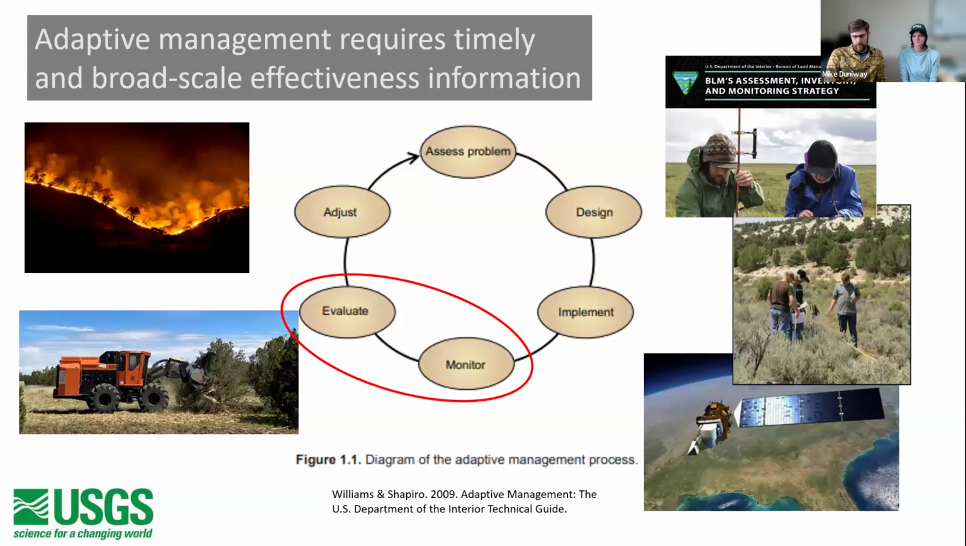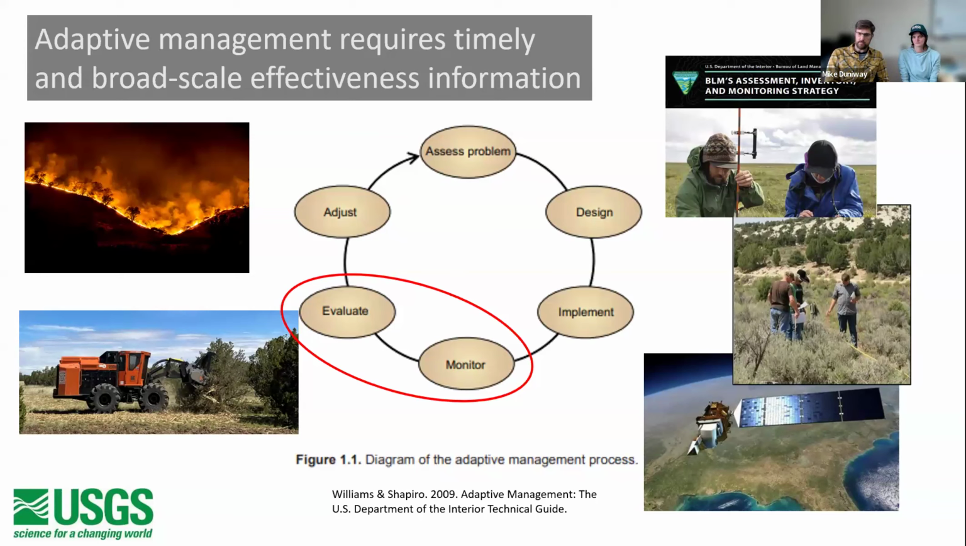So with this research, we're really thinking about how do we best close the adaptive management cycle and have effective evaluation approaches for treatment assessments. This diagram here from Williams and Shapiro outlines the adaptive management cycle, where you have a problem, you design your intervention, you implement your intervention, monitor, evaluate, adjust, and then repeat.